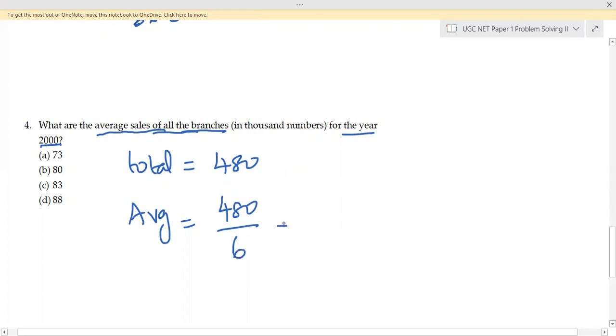So 6 divided by 6. So for 6 branches is what we need to find the average. So 480 by 6 would give you 80, because we clearly know 6 8s are 48, right? So this is exactly 80, and you can see our answer in option B.